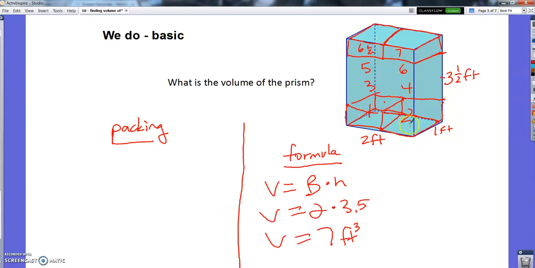I drew 2 1 by 1 by 1 cubes on the bottom here, because since this is 2 feet, I'd be able to fit 2 this way and only 1 this way. So those would cover the bottom.